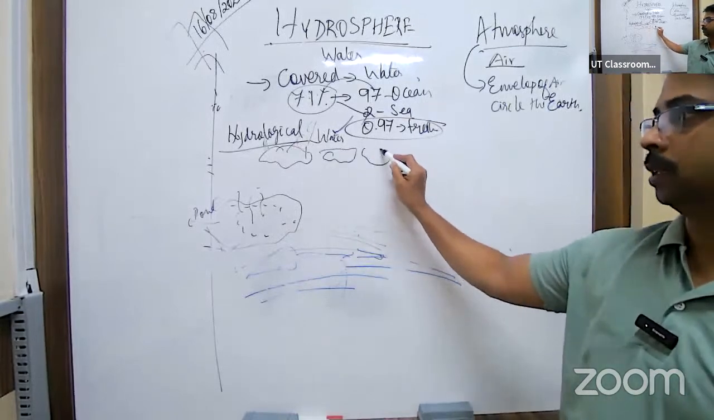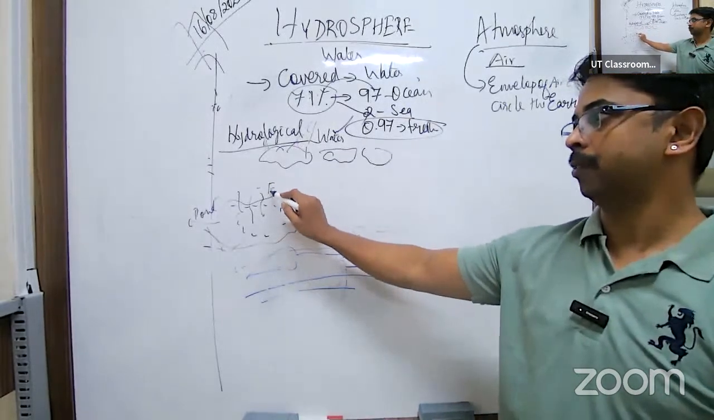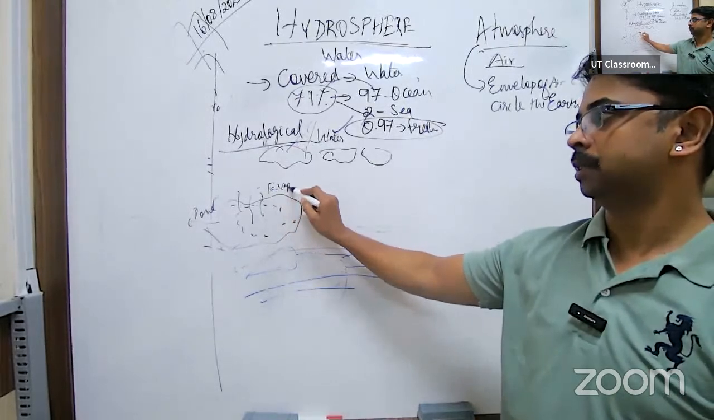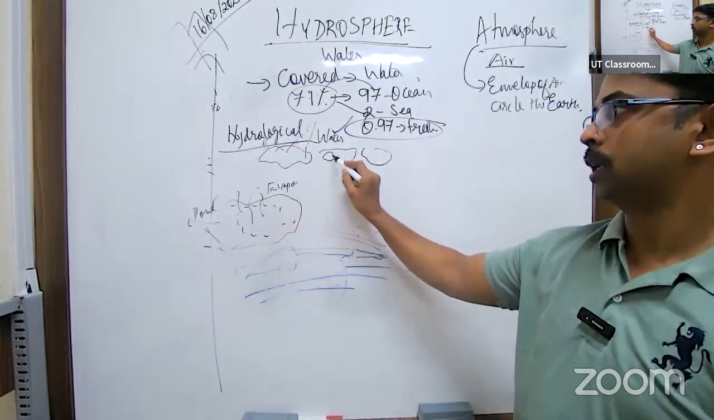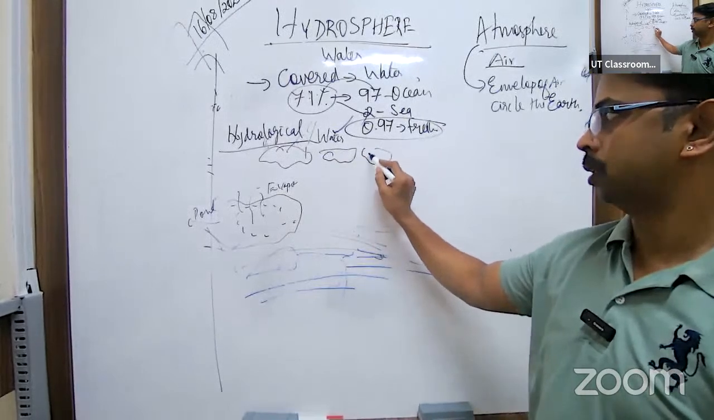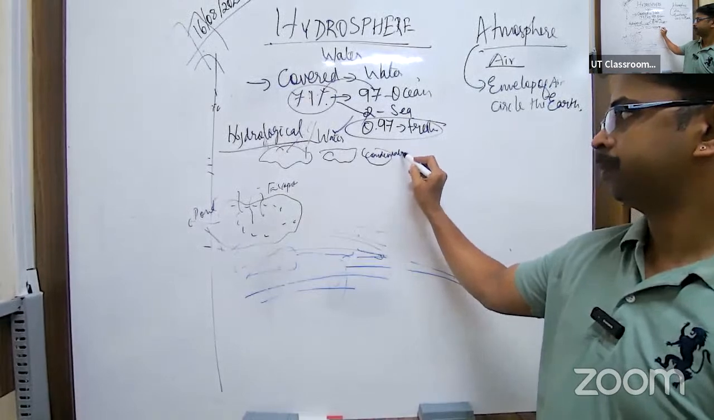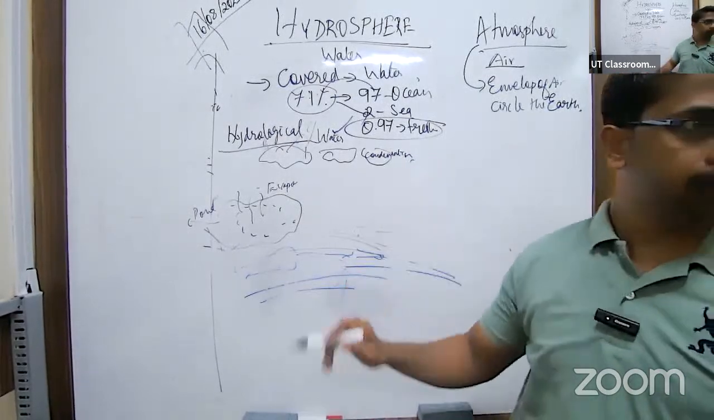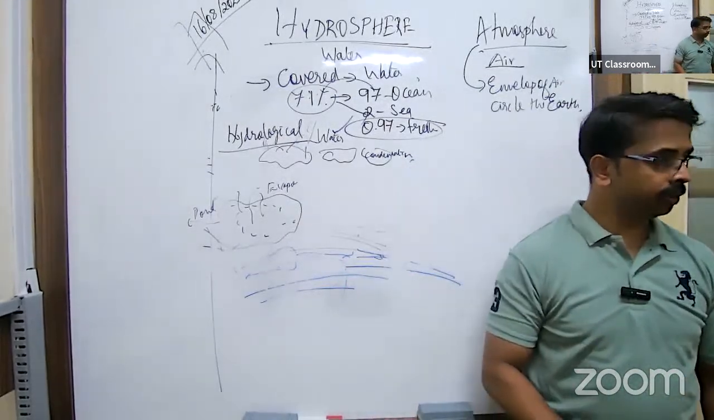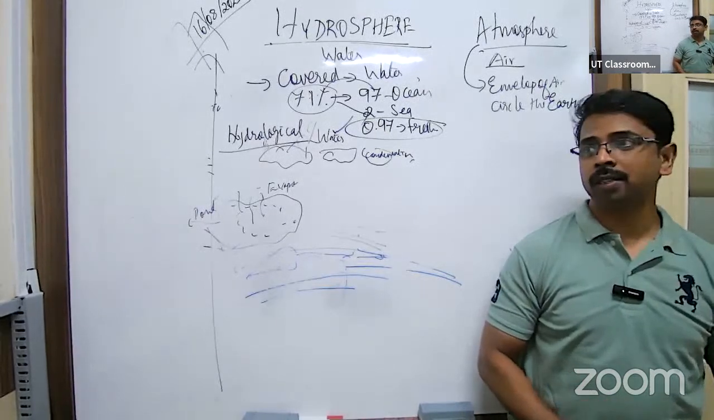The clouds move further, correct? Still move further. So this process we call evaporation, correct? And then it becomes cooler and more cold. This is called condensation. What about condensation? Confirm. What is condensation, Arvind?